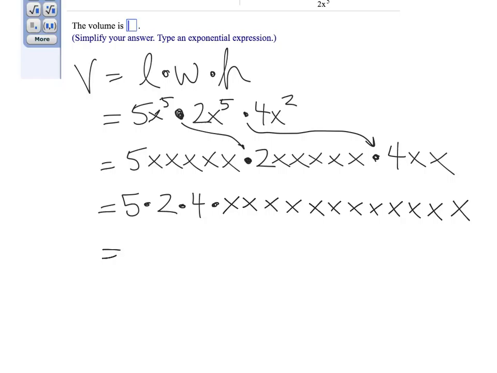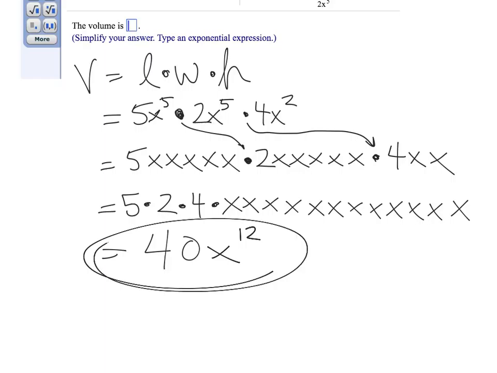And so what does that equal? Well, this part is 40, because 5 times 2 times 4 is 40. And then we had x raised to the 12th power. And that is our answer.